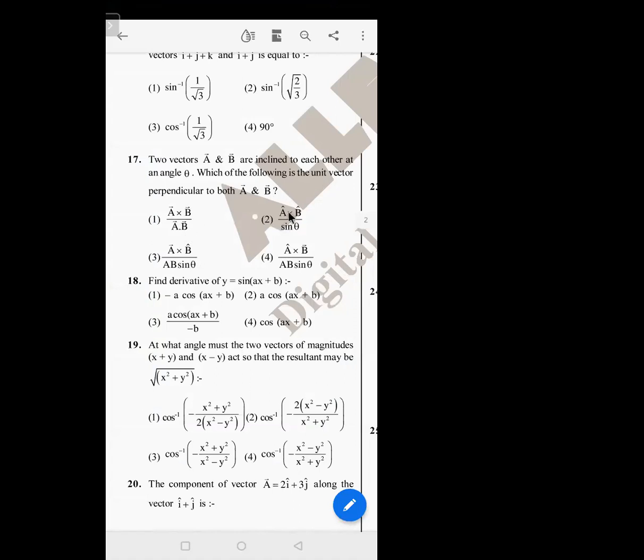Second one, you see A cap cross B cap. A cap cross B cap divided by sin theta. Sin theta gives the direction, isn't it? Sin theta gives me the direction. A cap cross B cap will also give me the direction.